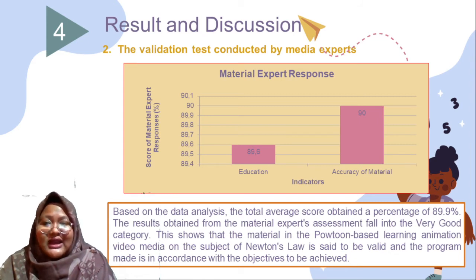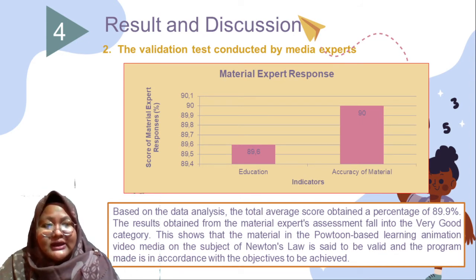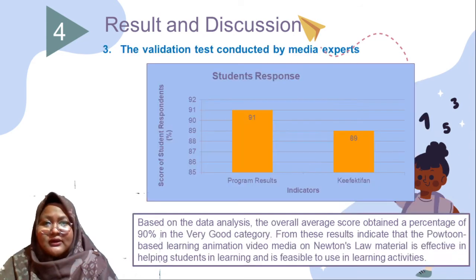Based on the data analysis, the total average score obtained a percentage of 89.9%. The result obtained from the material expert assessment fell into the very good category. It showed that the material in the Powtoon-based learning animation video media on the subject of Newton's law material is said to be valid and the program made is in accordance with the objective of the achievement. Then, the product was tested on students.